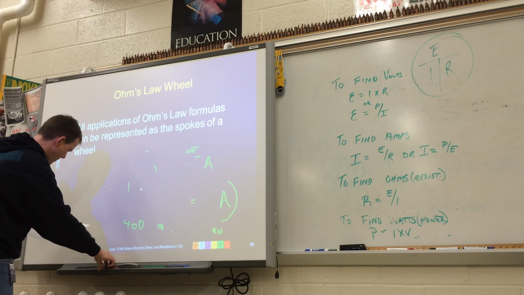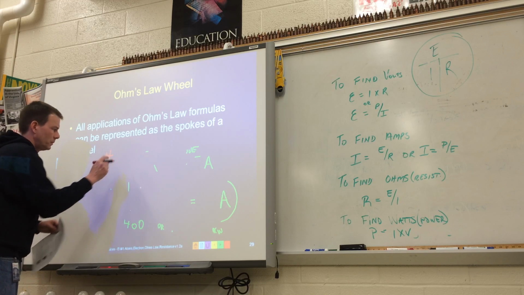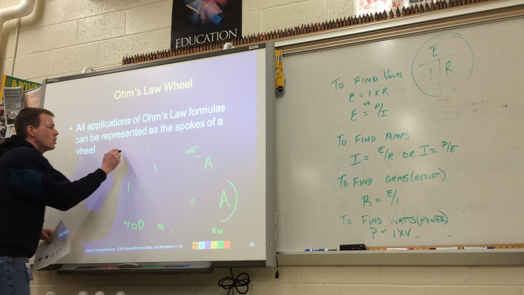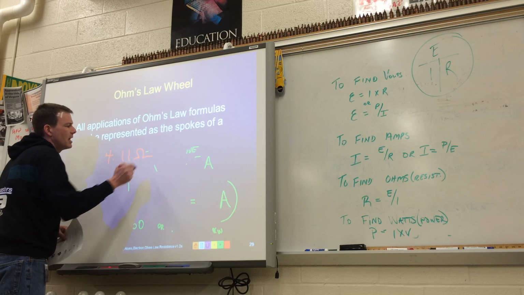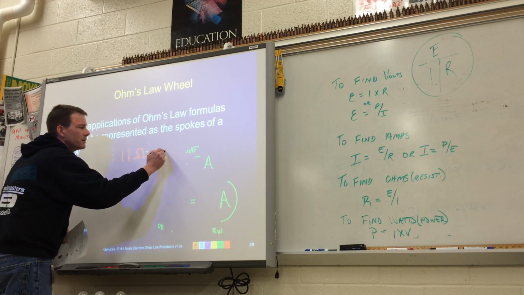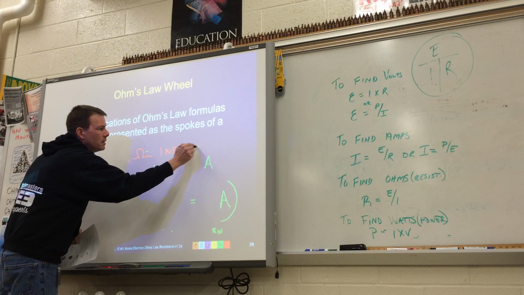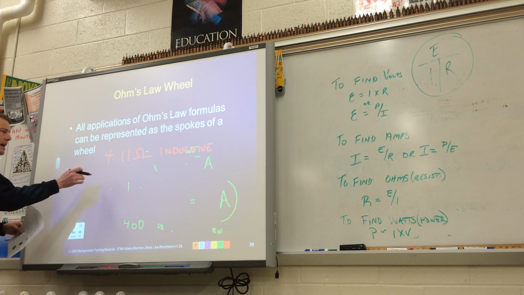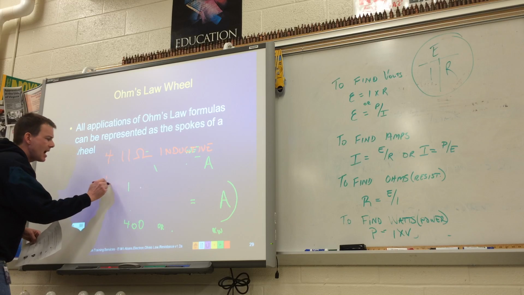So what'd you get for number 4, the relay coil? How many ohms was the relay coil? 11 ohms. I got about 10, but that's right. So you got 11 ohms, and we can't use Ohm's law because that's going to be an inductive load. Okay? So that's going to be a little different, and I'll show you why with Ohm's law a little later.